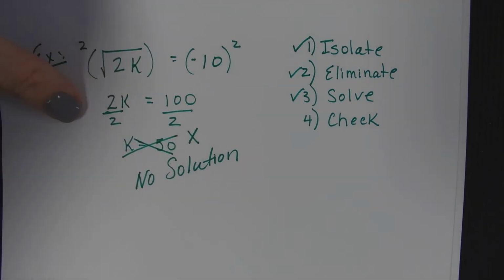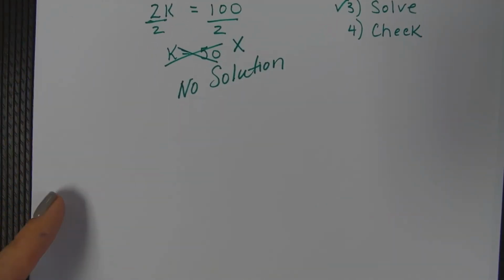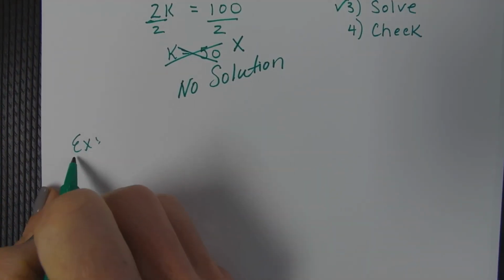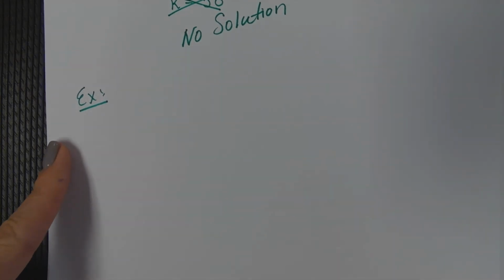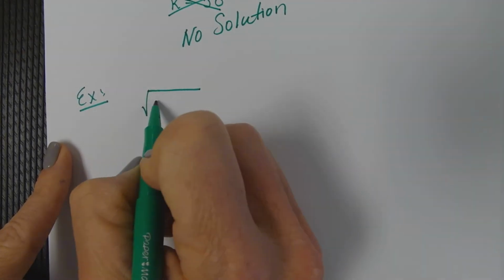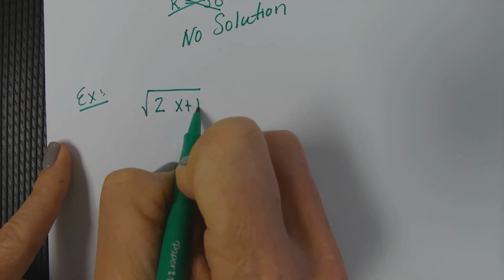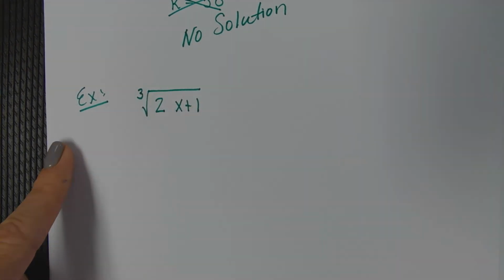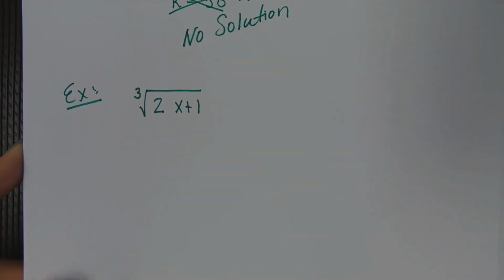Let's do one more where the index is not 2, and then we're done. Can you even say the helper step in here? I don't know.